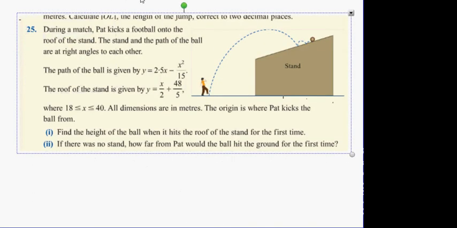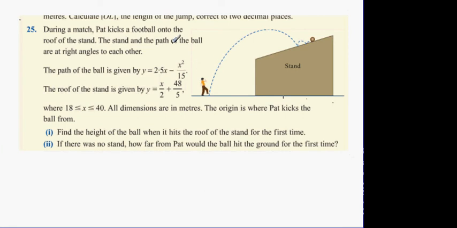Now, what we're given here is the following. During a match, Pat kicks a football onto the roof of the stand. The stand and the path of the ball are at right angles to each other, okay? The path of the ball is given by y equals 2.5x minus x squared over 15. That is the equation of the ball. The roof of the stand is given by x over 2 plus 14 over x. This is your quadratic, this is your linear. The linear is a line, and what the line means is the line just continues down this way.